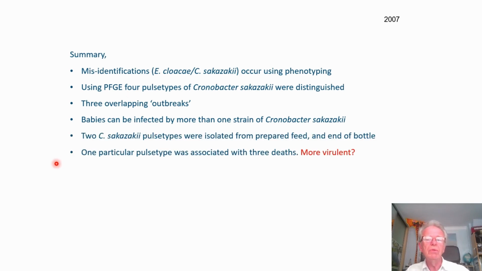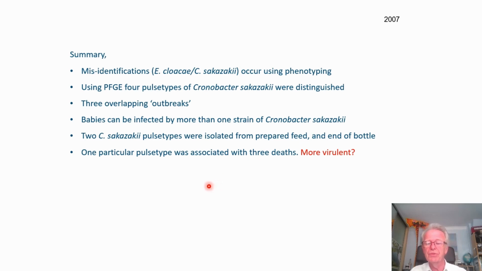2 pulse types were isolated from prepared feed and end of bottle. 1 particular pulse type was associated with 3 deaths, and that gave us, and I had to be very cautious, I put a statement in that paper back in 2007 saying possibly these results indicate that some strains of Cronobacter sakazakii may be more virulent than others, just based upon this one outbreak. And we're going to see what a prophecy almost that was with regard to the future when we come to part 2.